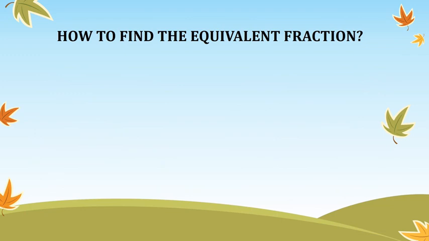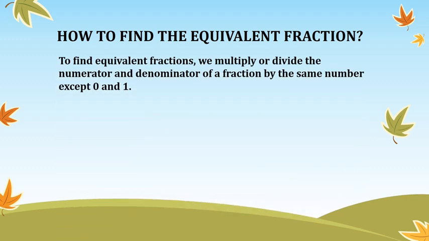Let's learn how to find equivalent fractions. Everywhere you will not be coloring, shading or giving pictorial representation, right? You will have to solve the problems also using numbers. So how do we solve and find out whether the given fractions are equivalent or not? To find equivalent fractions, we multiply or divide the numerator and denominator of the fraction by the same number except 0 and 1. What does this mean?